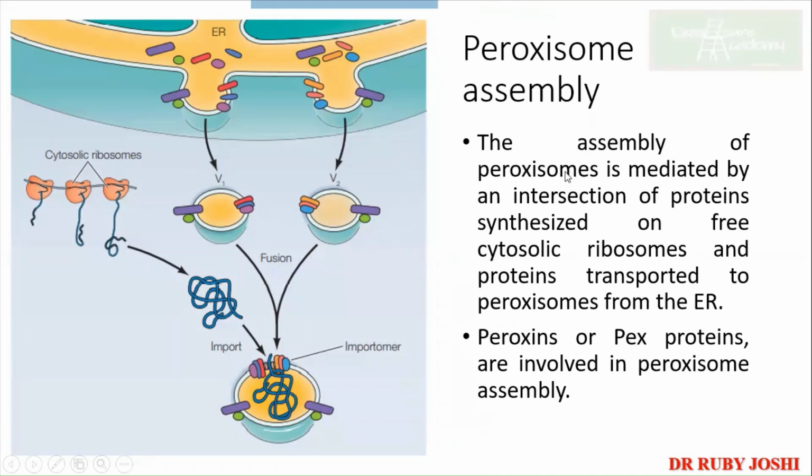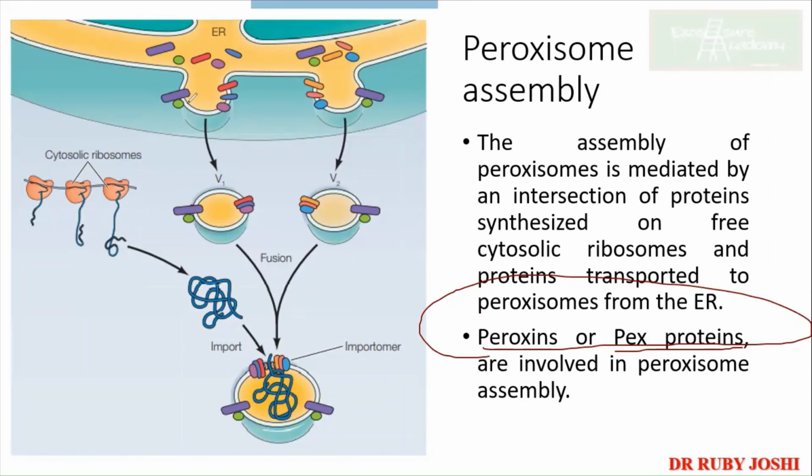So the assembly of peroxisome is mediated by the interaction of the proteins which are synthesized on the free cytosolic ribosomes, and then they are transported to the peroxisomes from the ER. Okay, see here. So either we can have it like this. So there are certain proteins, known as the PEX proteins or the peroxins. This is specific for your peroxisome. Okay. So these proteins are there.